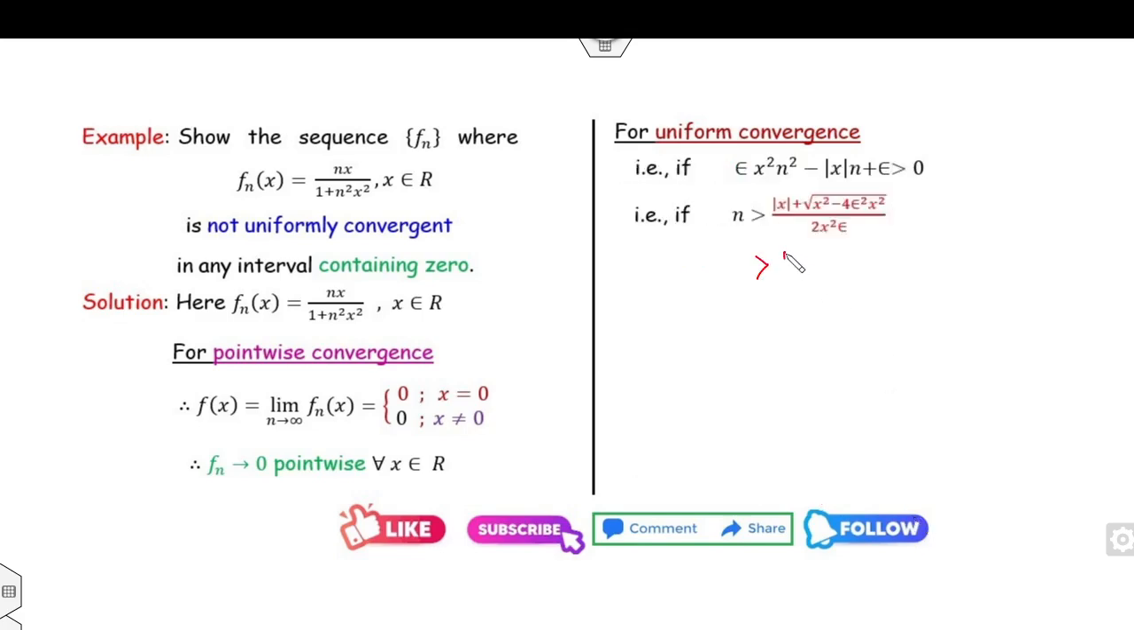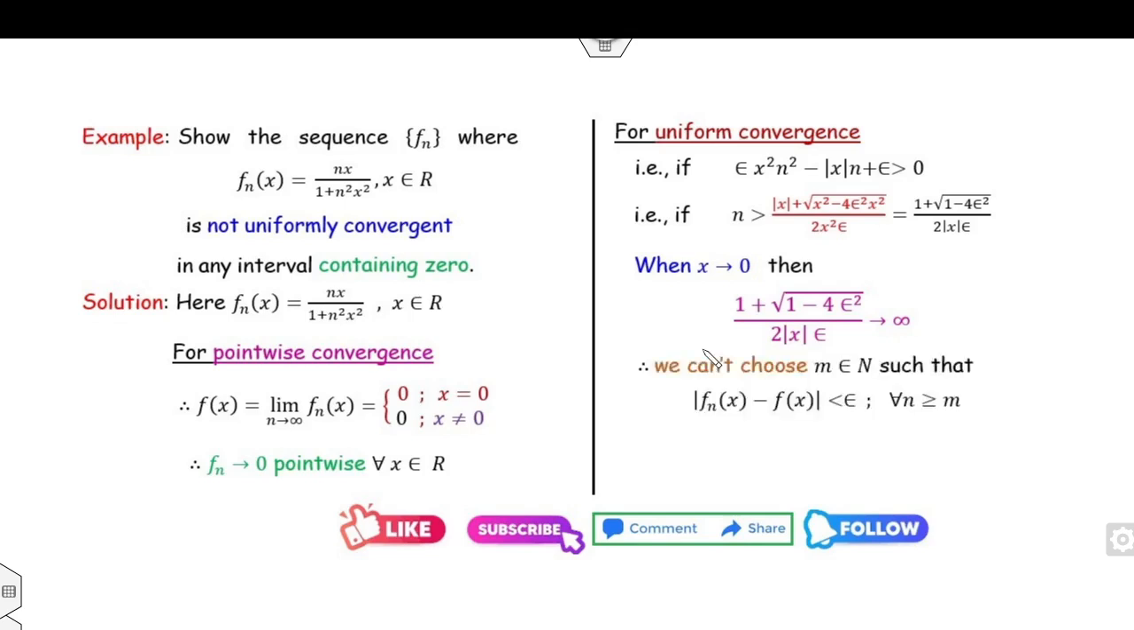Again you can see I can take x squared, that is mod x, common from the bracket. So it is 1 minus 4 epsilon squared, divided by 2 x squared epsilon. So 1 over mod x is cancelled out. Now again you have two different cases. Case 1: can you find the value of x so that this limit will go to infinity? Clearly, if you take x as 0, then this limit will be infinity.